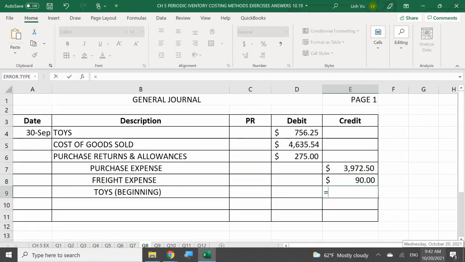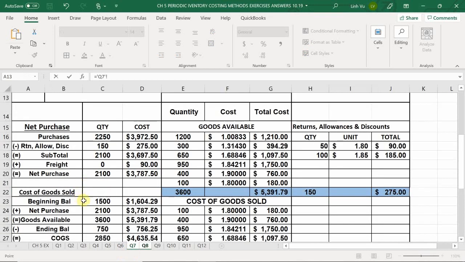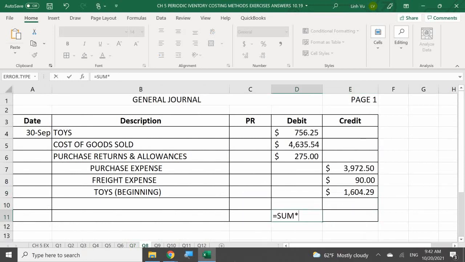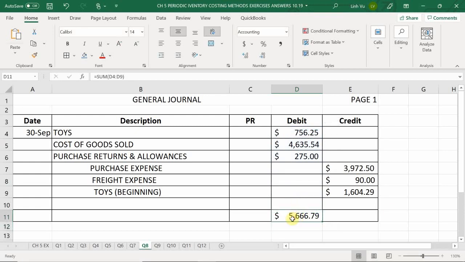What was my total freight? 90. And last but not least, what was my total amount of beginning inventory? 1604.29. Okay, good. Before we finish this, we're going to confirm that my total debits match my credits. So here we go. I have 5,666.79 on the left, 5,666.79 on the right. Okay, good. Any questions here? No. Okay.